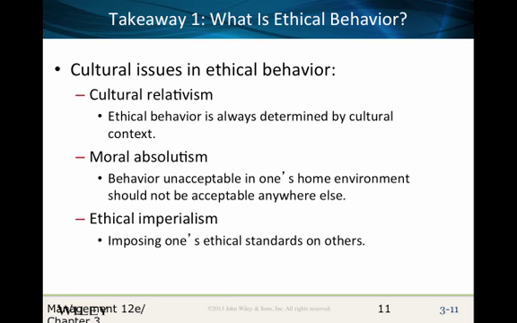What is an ethical imperialist? It is one that imposes one's ethical standards on others. What do I mean by that? Well, you are suggesting that because something is seen as good or bad in the United States, then it should be seen as good or bad everywhere else. And the argument against that is that by doing that, you assume that as a United States citizen, you have some type of ethical superiority. In fact, you have, for the entire world, decided what is good or bad.